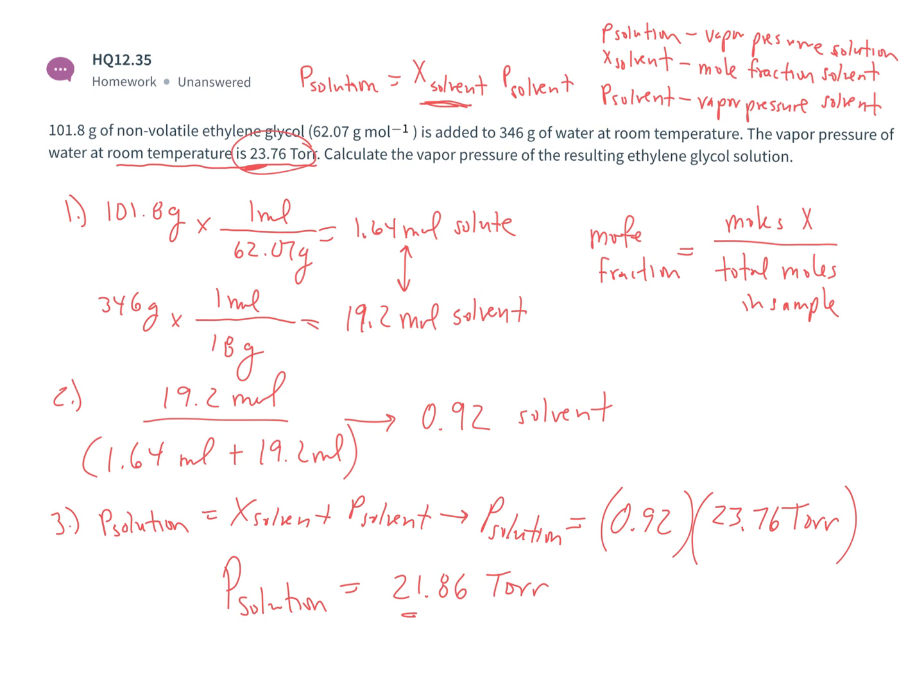So taking a look, right, we started at 23, we ended at 21 torr. That makes sense because we know the addition of a solute to my solvent will raise the boiling point. It raises the boiling point by lowering the vapor pressure. So I went from 23.76 to 21.86 as my new vapor pressure. Lower vapor pressure, higher boiling point.